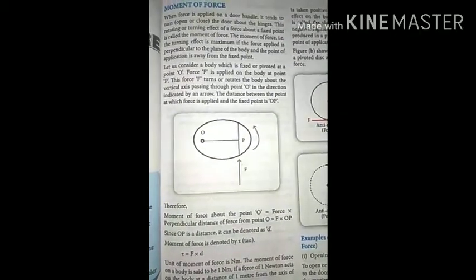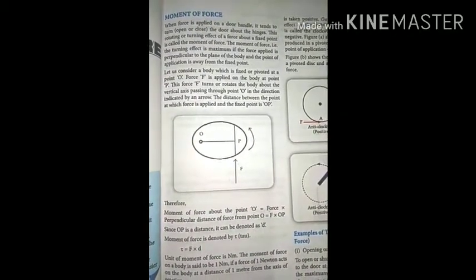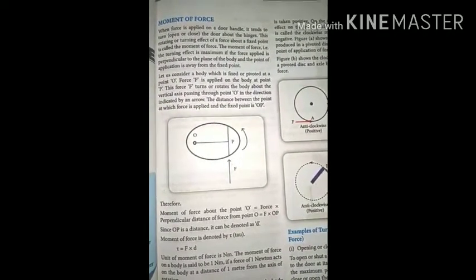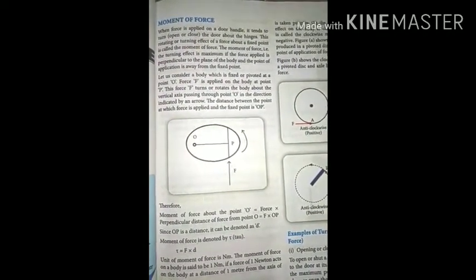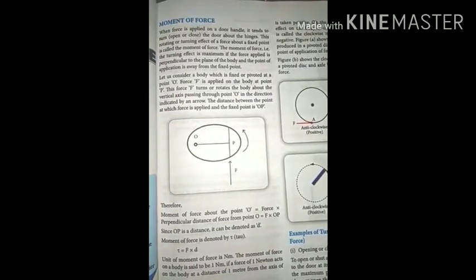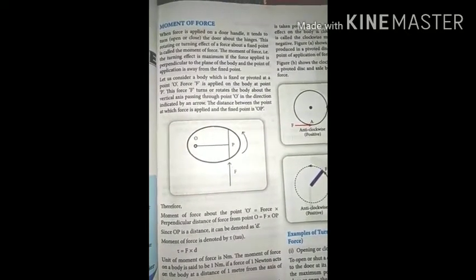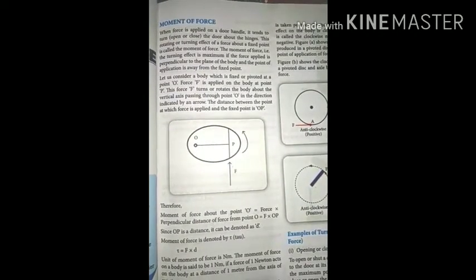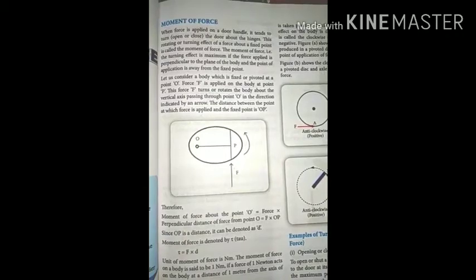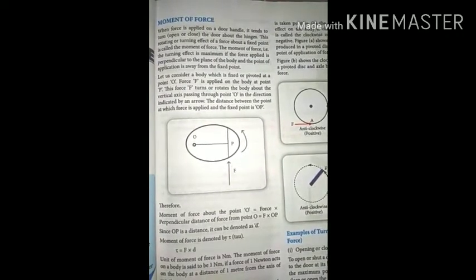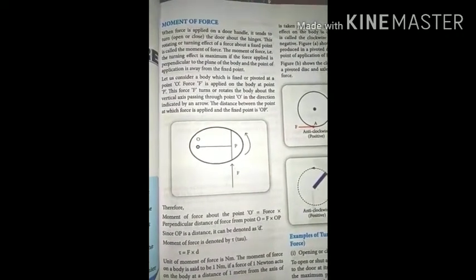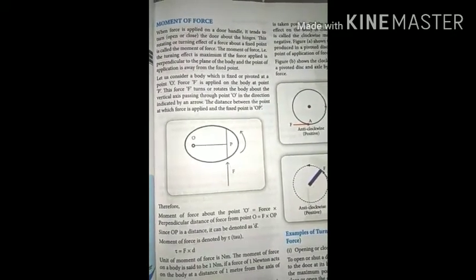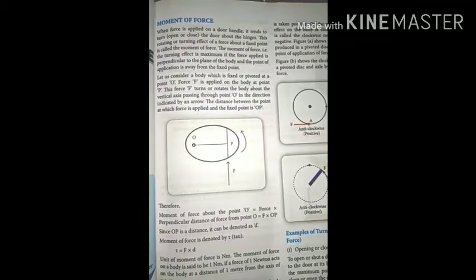When force is applied on a door handle, it tends to turn the door about the hinges. When we apply force on a door handle, it either opens or closes the door about the hinge. This rotating or turning effect of force about a fixed point is called moment of force. The turning effect produced by a force about a fixed point is called the moment of force.